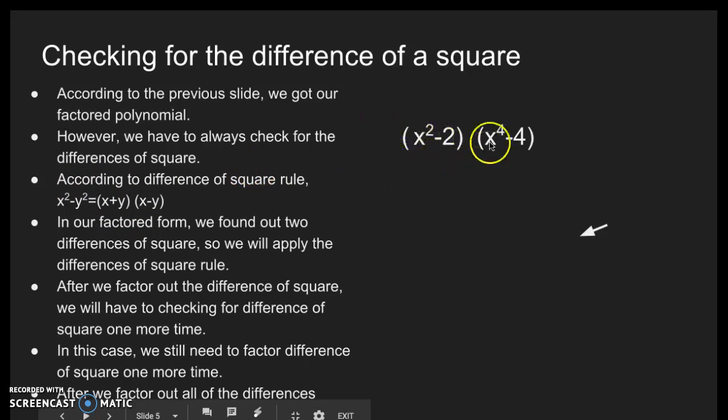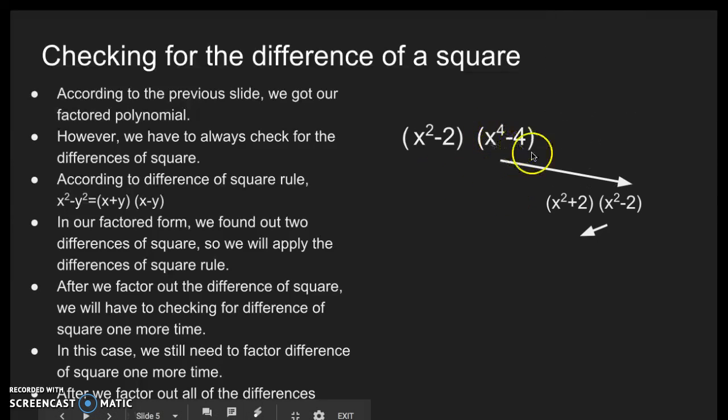So let's look at the first group. We got x squared, this is a square, and we got minus 2, which is not a perfect square, excuse me. But we can still factor that out. Our second group, yep, this one is a perfect square, x to the 4th, and the 4 is a perfect square. So now let's factor out the difference of squares.